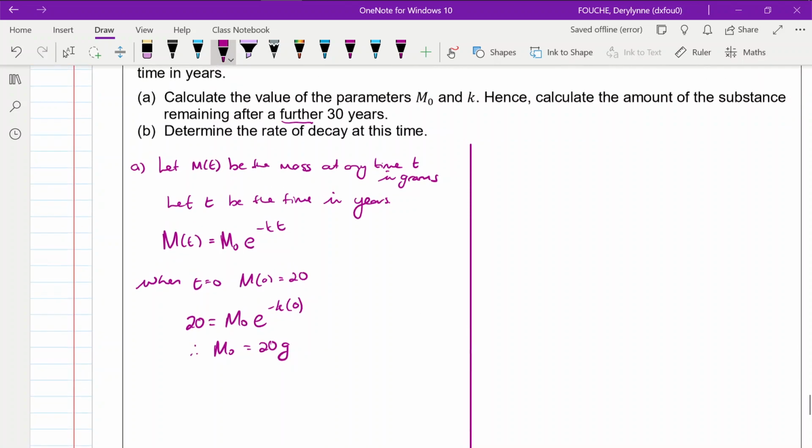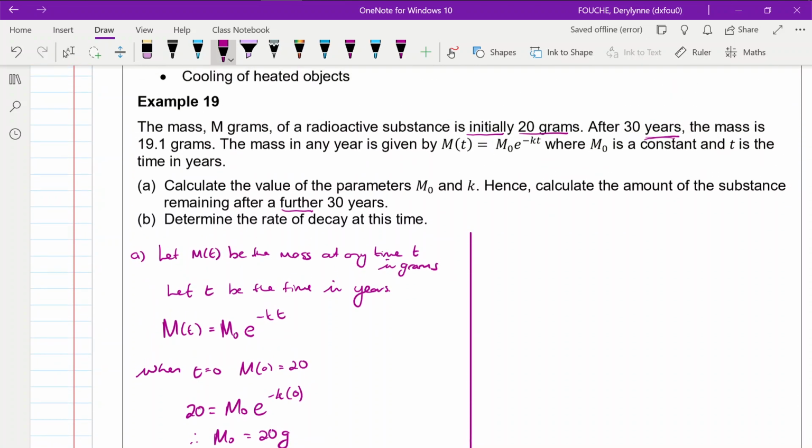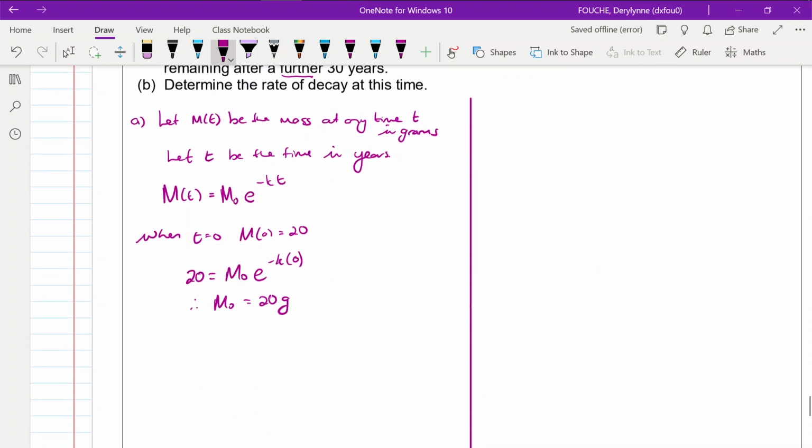So therefore we know that m0 is 20 grams. We can use that as well as the fact that after 30 years the mass is 19.1 grams. So when t equals 30, m(30) is 19.1, and we can substitute m0 equal to 20. So we have that 19.1 has to equal 20 times e^(-k times 30). And I can then divide both sides by 20, so I get 0.955 is e^(-30k).